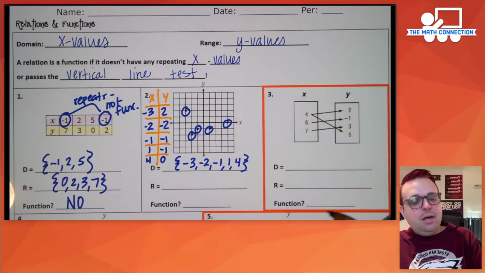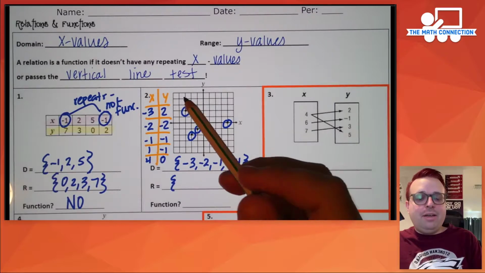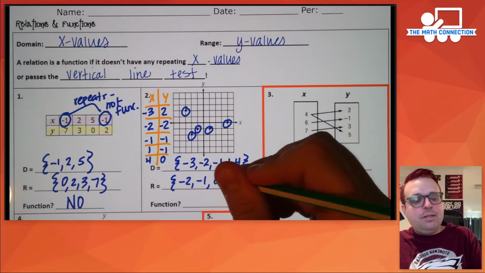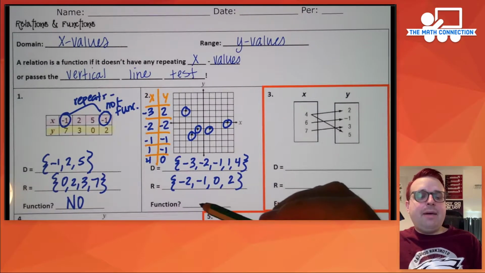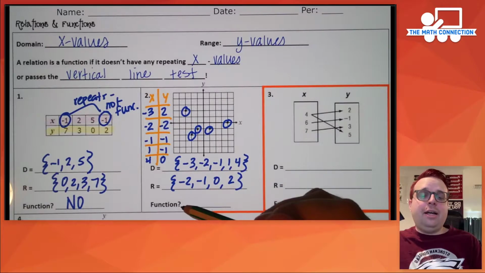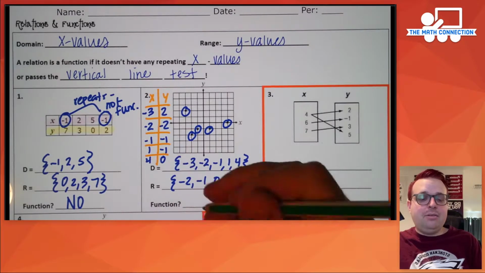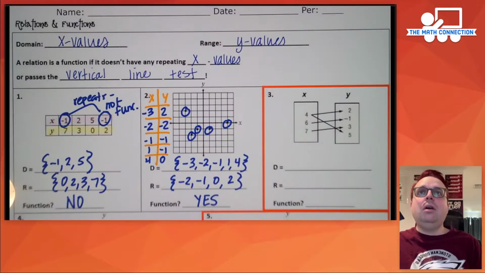Like this. And then we also want to talk about our range, which would be our y values. They are -2, -1, 0, and 2. And my question is this a function or not? And you can tell if any of the x values are repeated in this domain and they're not. So this is a function. Yes, this is a function.